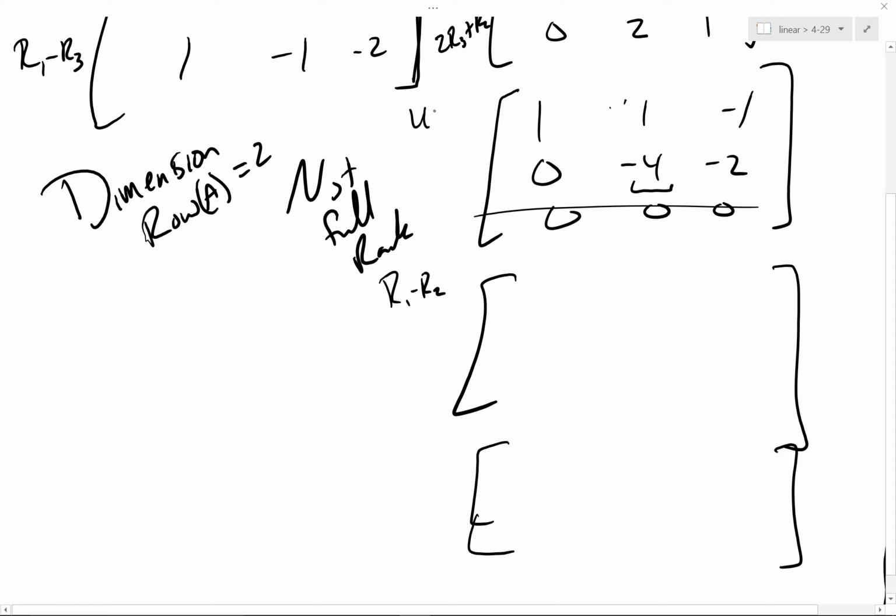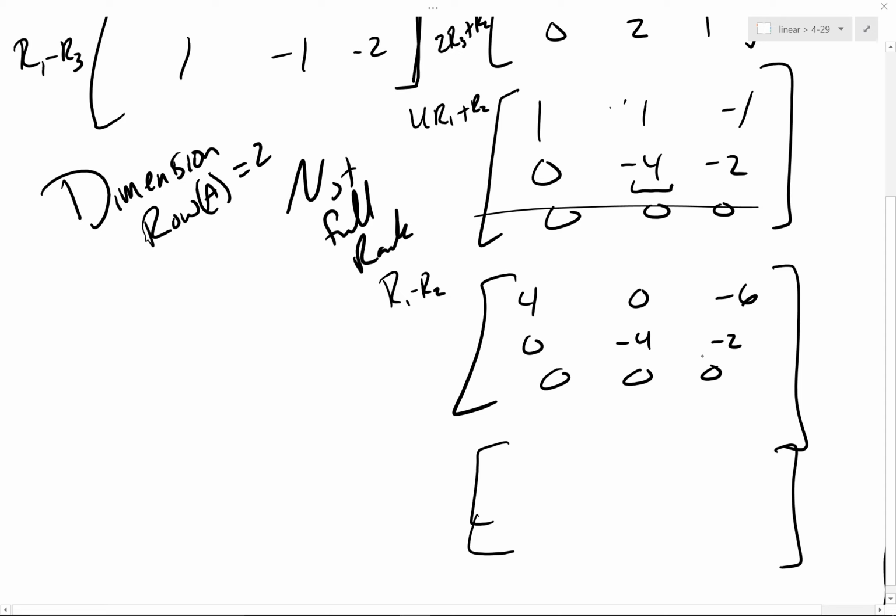Let's try this. I'm just going to do 4R1 plus R2. That's what happened. I shouldn't have minus. That's what it was. So I was right. It was -1.5. But here we go. This is what I had on my paper. I had 4, 0, -6. There you go. 0, -4, -2, 0, 0, 0.